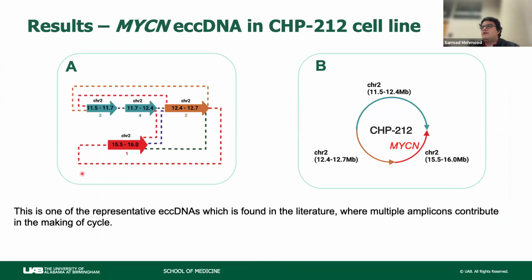In figure A, we are showing the graph having the 4 amplicons in the CHP-212 cell line, which are reported in the literature as well. And in figure B, this is a representative ecDNA in which the fragments are joining each other, with the MYCN gene present on this chromosome 2 fragment.